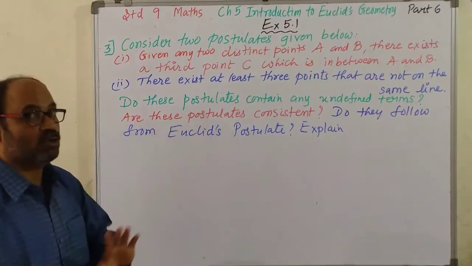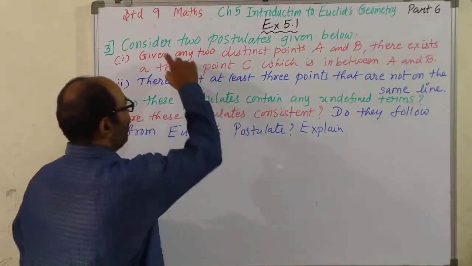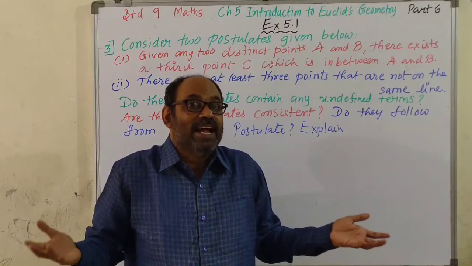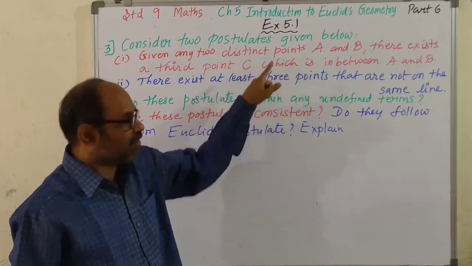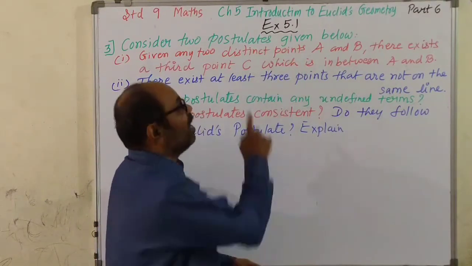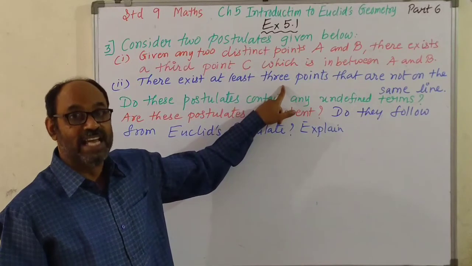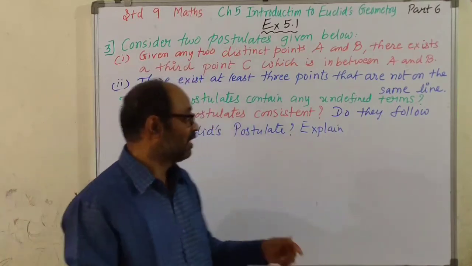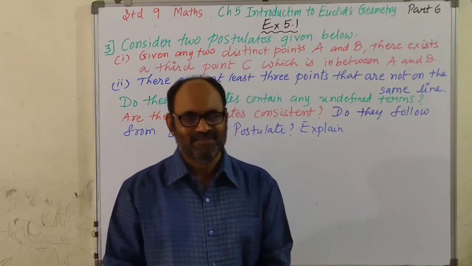Next: are these postulates consistent? Now you will have to understand what is consistent. Postulates are universally accepted true statements, a universal truth. But the truthfulness of the first postulate should not have any effect on the second postulate, and likewise the truthfulness of the second should not have any effect on the first. Then these postulates are said to be consistent. You may not have understood that. Fine.